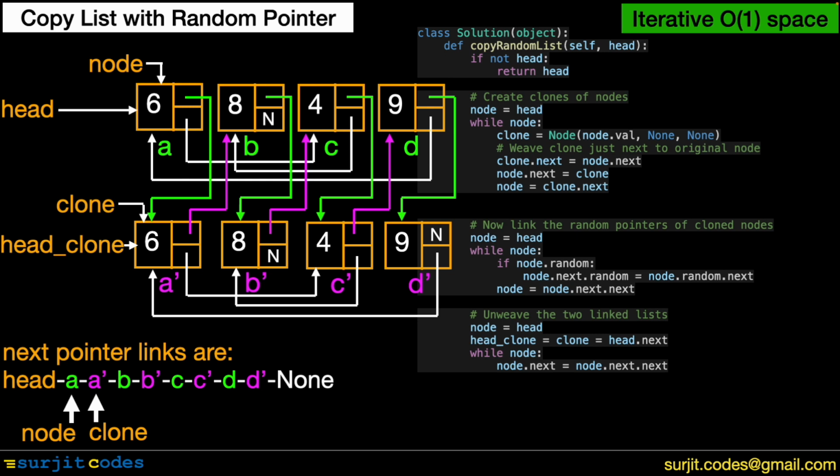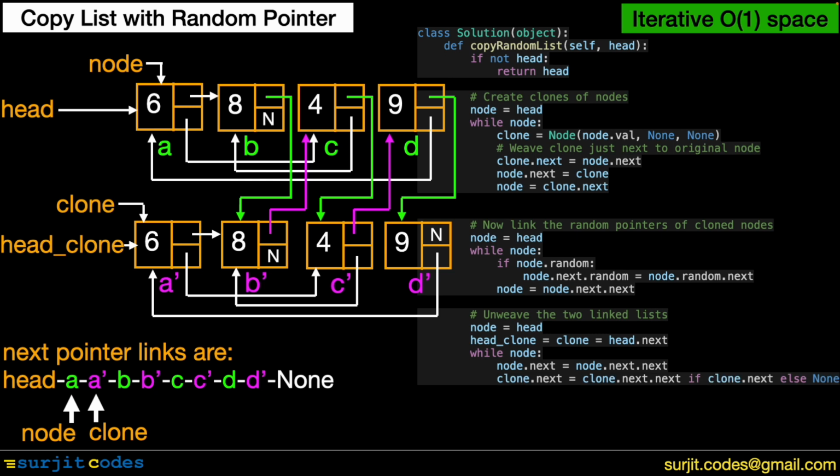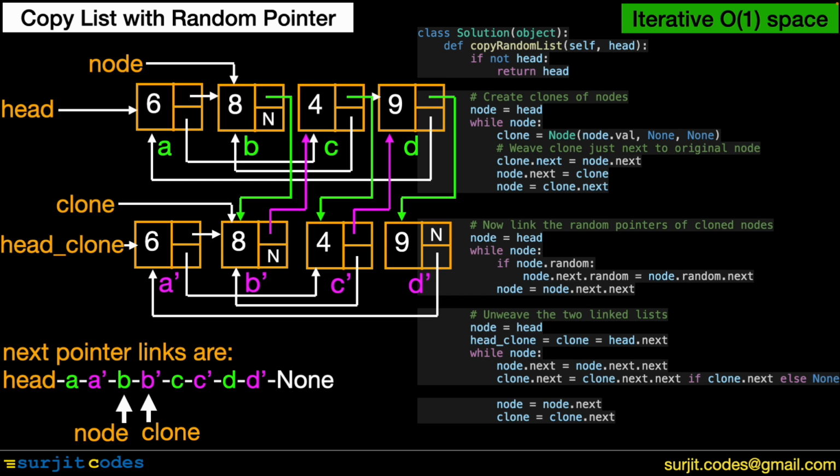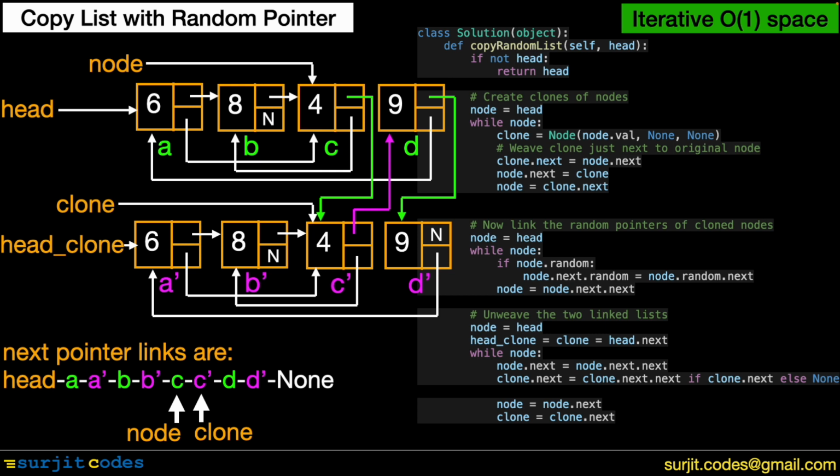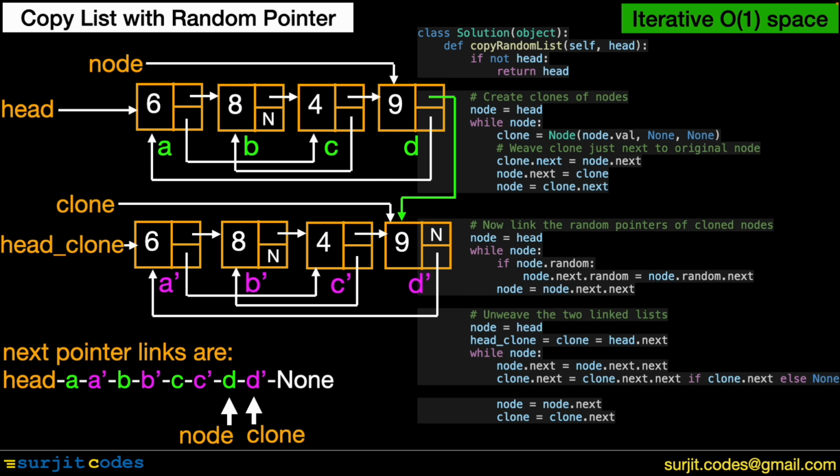Node is A, clone is A prime, which is also saved in head clone. Node next is B, which becomes node next. Clone is A prime, its next pointer is not none, it becomes clone next, which is B prime. Both node and clone shift to their next positions. In the next iteration, node next and clone next are fixed as shown. Node and clone shift to next positions. In another iteration, result is as shown.